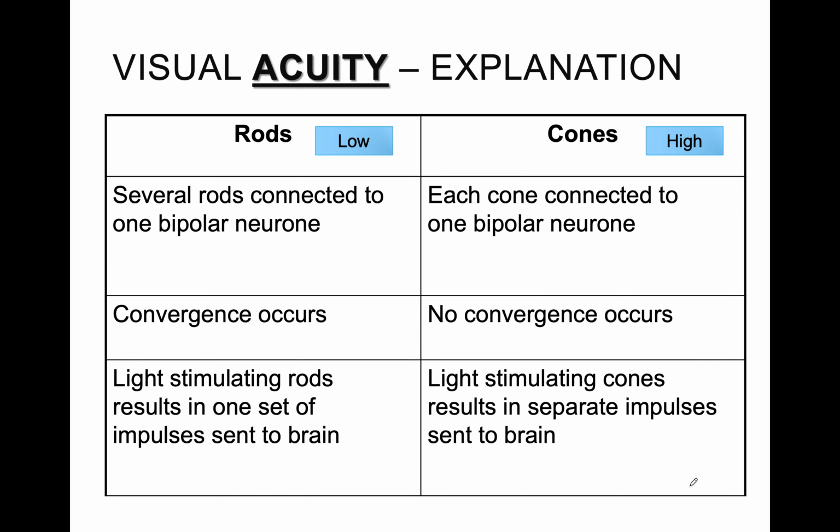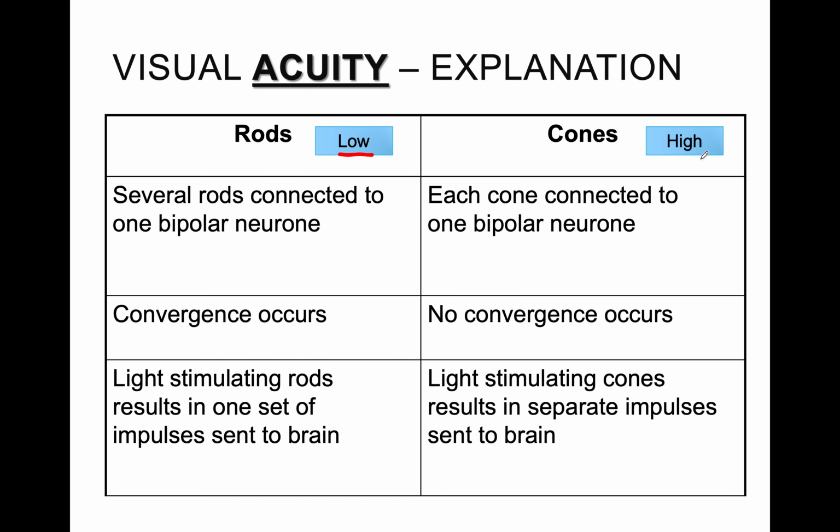So here's a summary of that for visual acuity. In rods, several rods connected to a single bipolar neuron. Convergence occurs. That's when impulses from many converge into one bipolar neuron. Therefore, light stimulating rods will result in only one set of impulses being sent to the brain. Okay, all of that contributes to a low visual acuity by the rods.